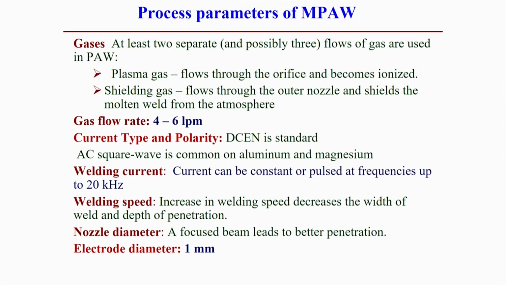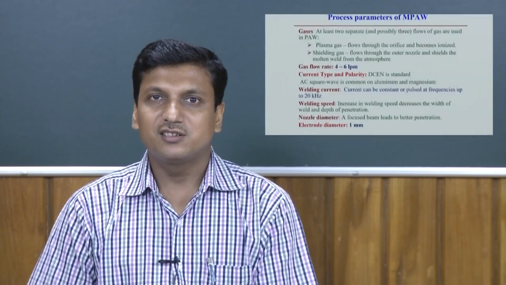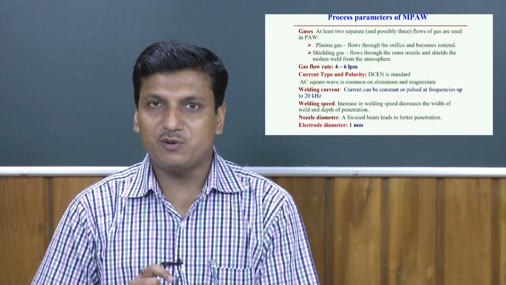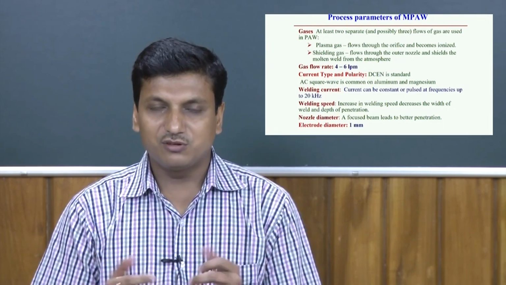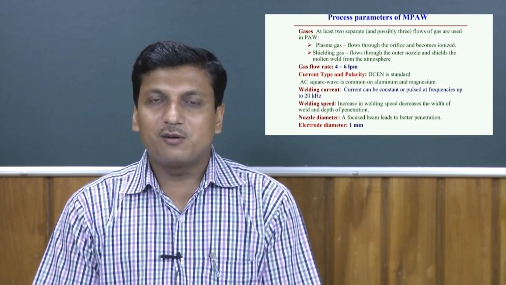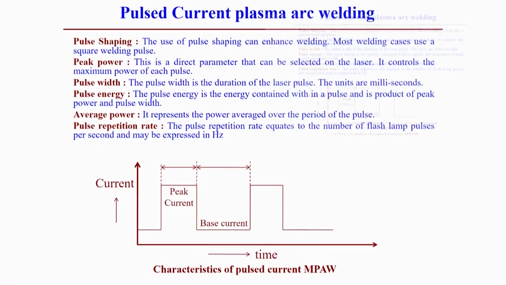The electrode diameter normally used is 1 millimeter, but it definitely depends upon the application, maybe the sheet thickness or the amount of penetration required. Based on that, the electrode diameter can be chosen, but normally we use a 1 millimeter diameter electrode.